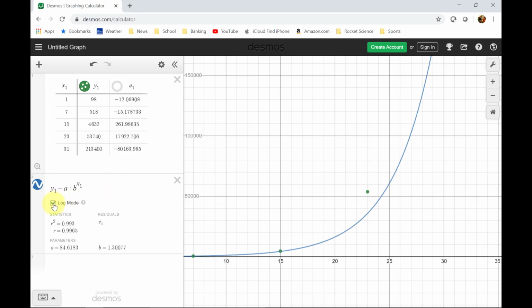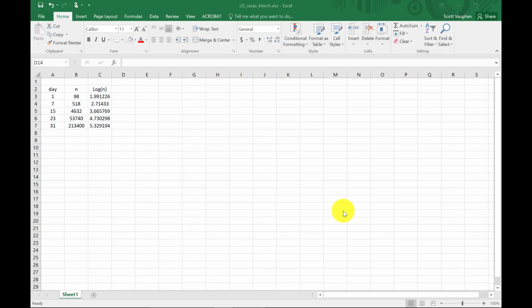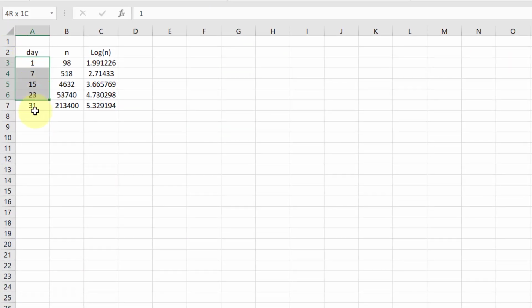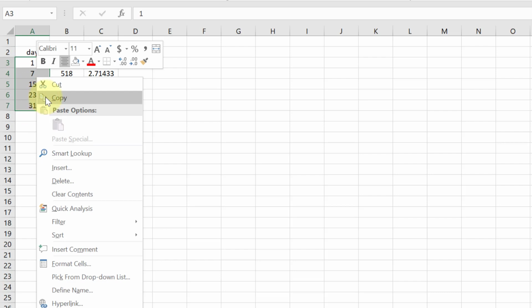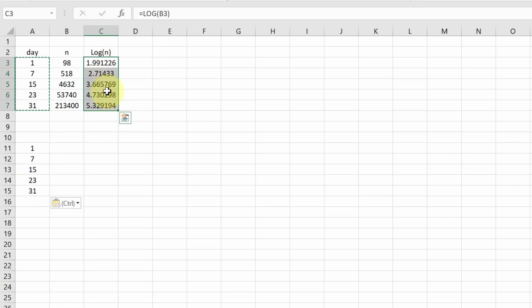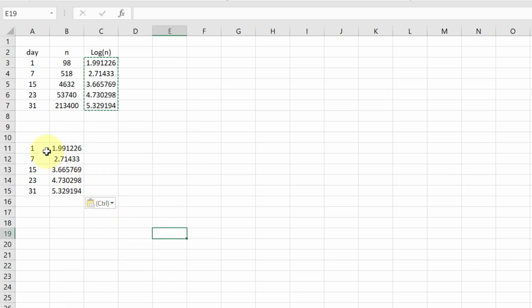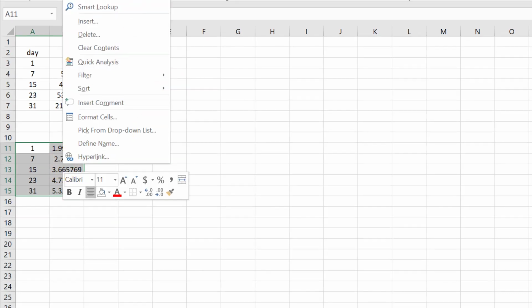So with log mode turned on, we're getting what the calculator produces, and now we can actually use Desmos to look at how this model is generated. So then I'll go back to the original data, and I'll just take the day values, and I'll take the logs of each of the number of cases. I'll take that data and plot that in Desmos.